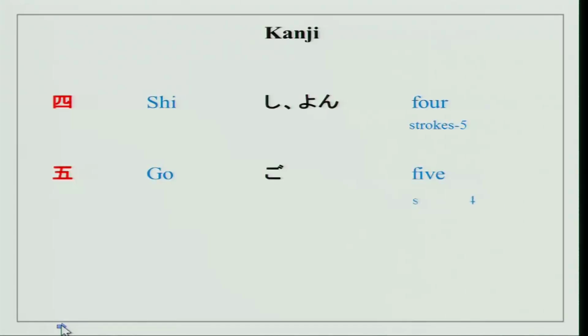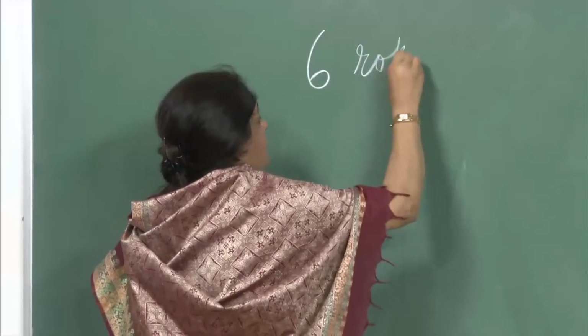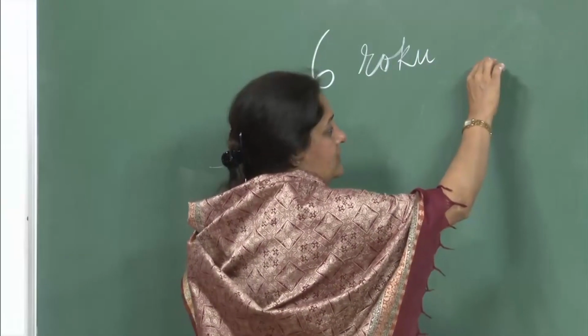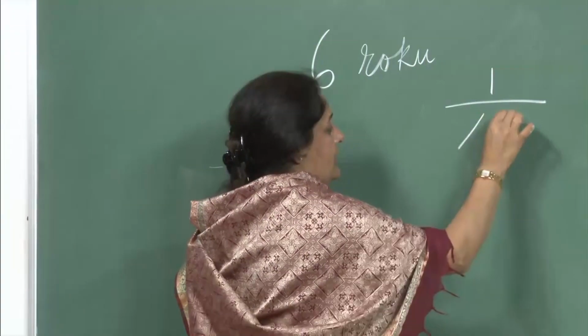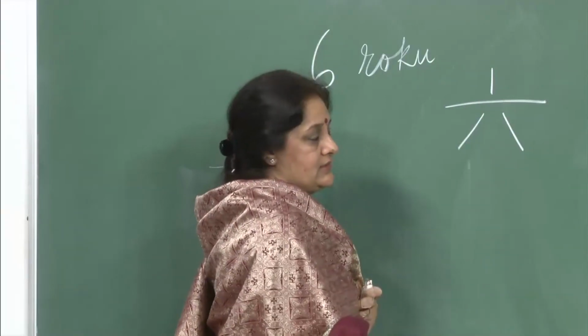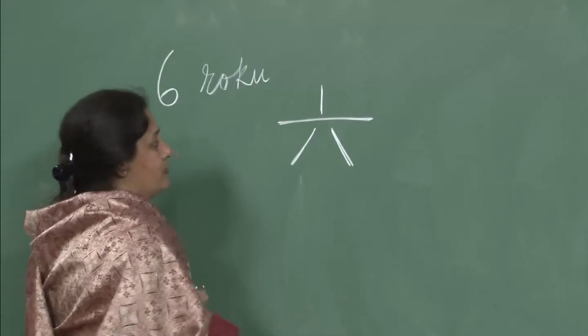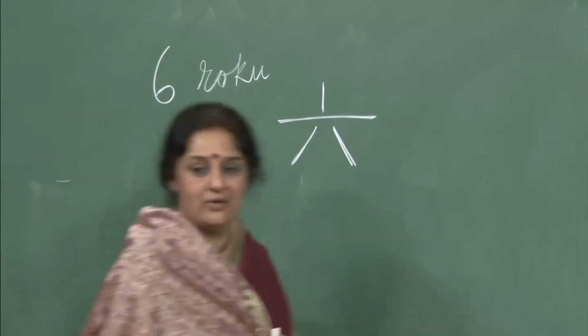Then, we will do 6 over here. 6, which is roku. It is very simple, not difficult at all. 1, 2, 3 and 4, like this. 1, 2, 3 and 4, roku, roku. Is that okay? Please remember roku.